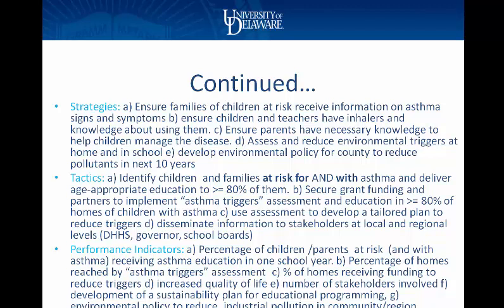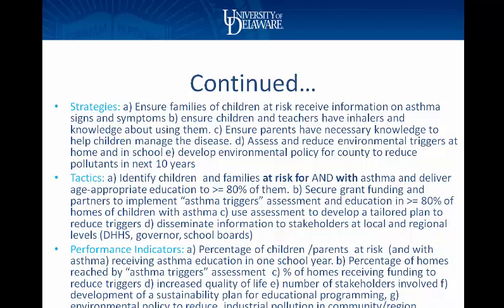Tactics. Identify children and families who are at risk for and who also have asthma. Deliver age-appropriate education to as many as possible. Your target is going to be greater than or equal to 80%. Secure grant funding and partners to implement asthma triggers assessment and education in these children and homes. Use assessments, evidence-based and targeted metrics, measures, and assessments to develop a tailored plan to reduce those triggers, and then disseminate all the information to stakeholders. Again, you want to try to get buy-in from the community, from the township, from the state, with money to pay for your program, to test it, and then also to sustain your program.